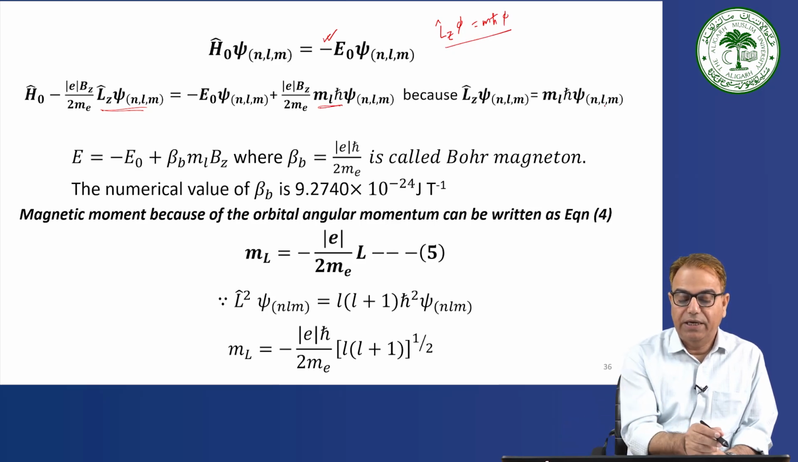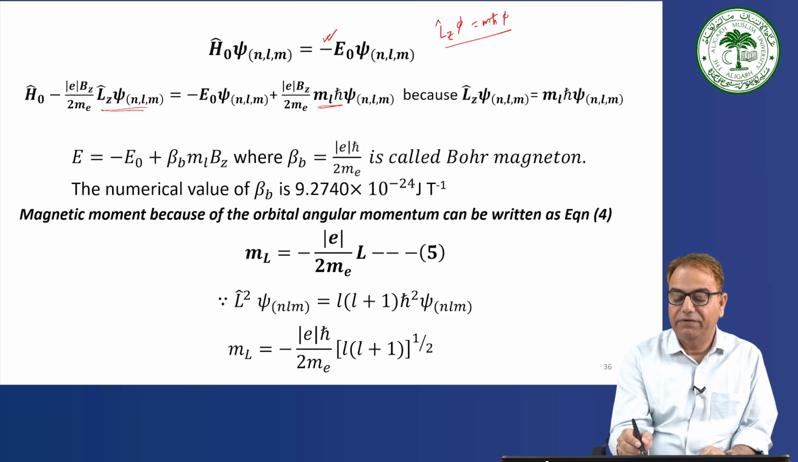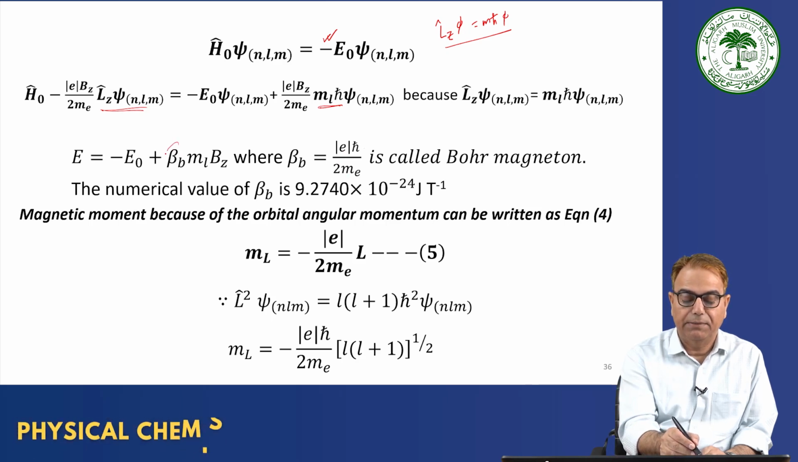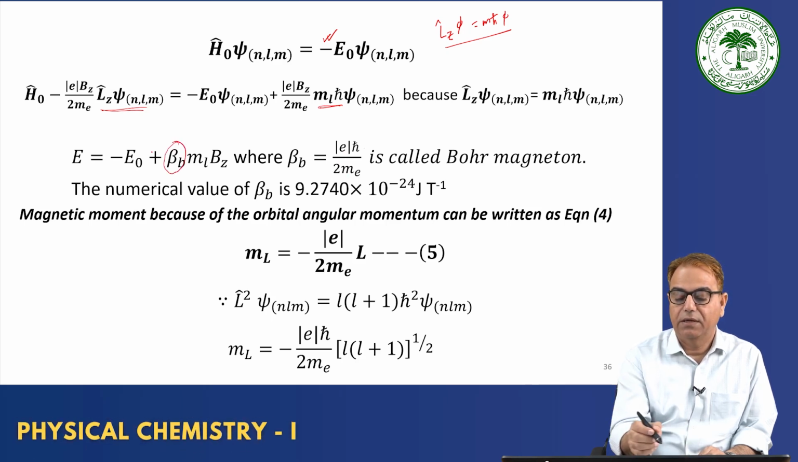Okay. Now what is your energy value? Energy value is now E is equal to minus E0 plus, now I am representing e h cross divided by 2me by a new symbol beta B. Okay, so e h cross by 2me I have written. So what remains? ml and Bz. So ml and Bz remain. This quantity beta B is called the Bohr magneton.